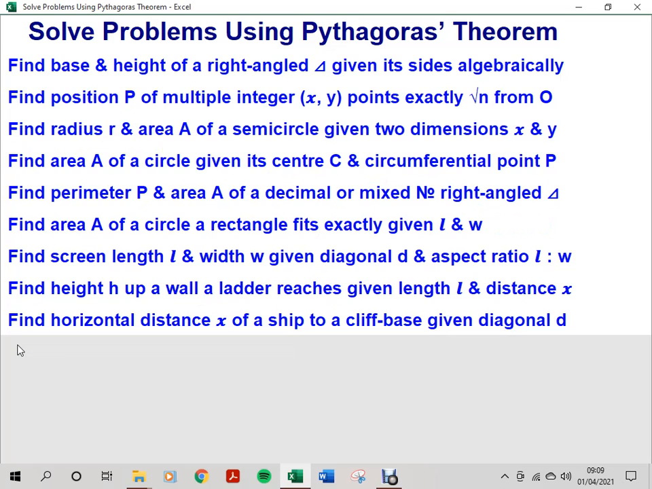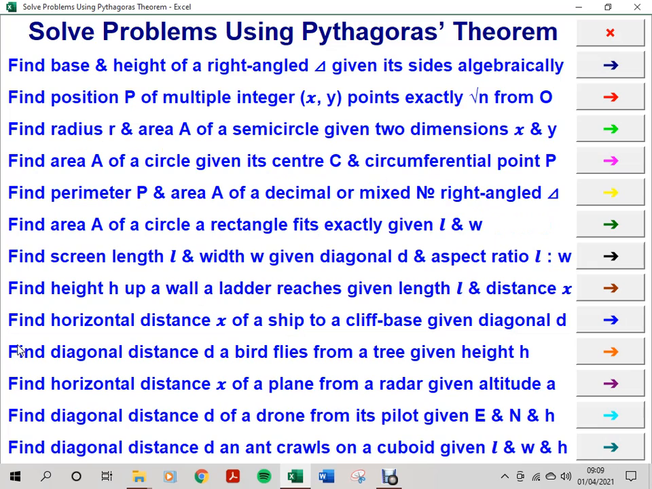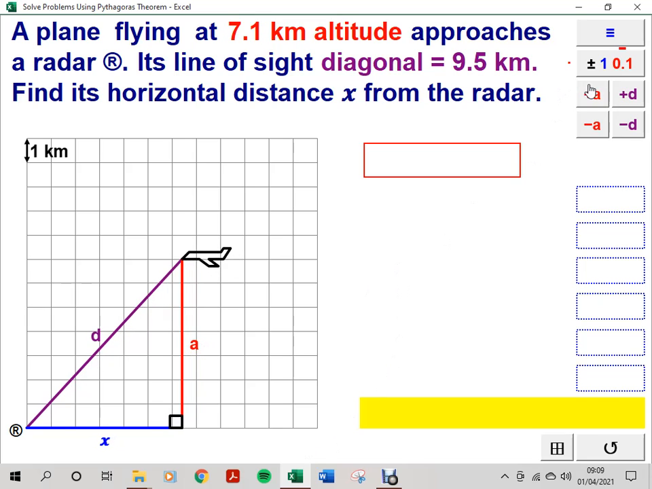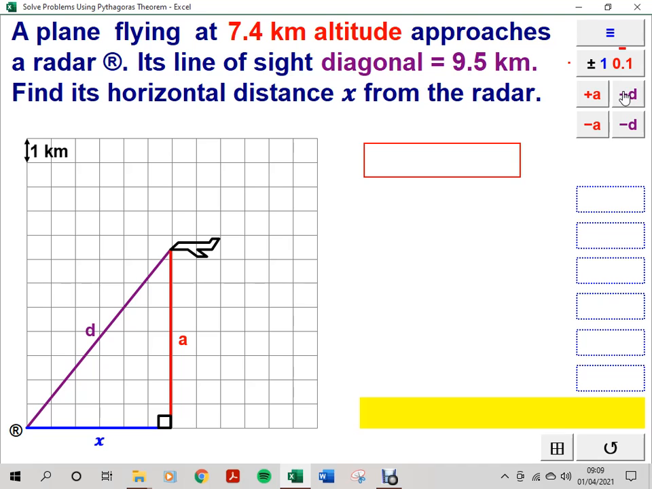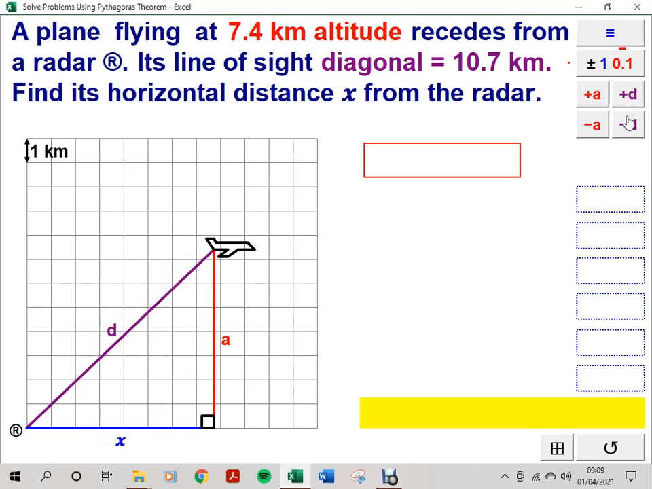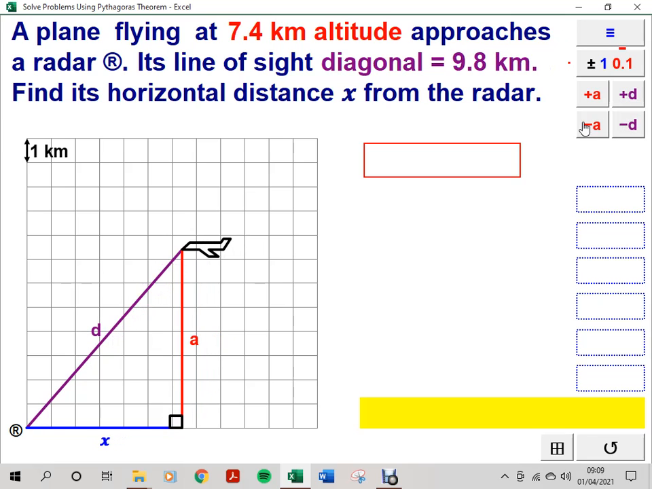This is a macros-enabled Excel spreadsheet, and I'm looking for find horizontal distance x of a plane from a radar given altitude a. This is an interactive accurate scale diagram which represents a plane approaching a radar. I have dynamic control of altitude a the plane flies at, and line of sight diagonal d of the plane from the radar, which I can increase or decrease.